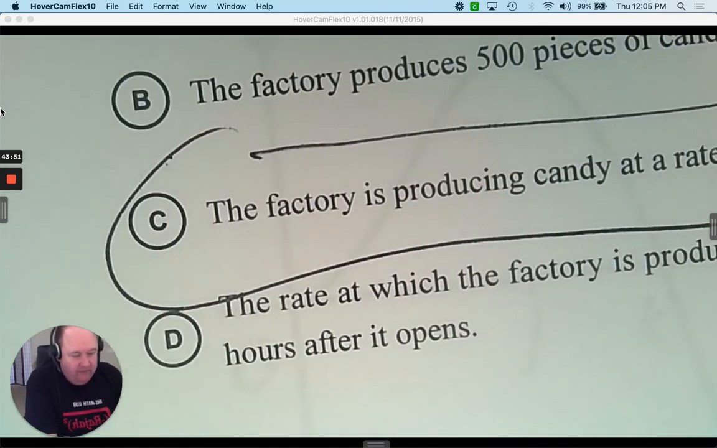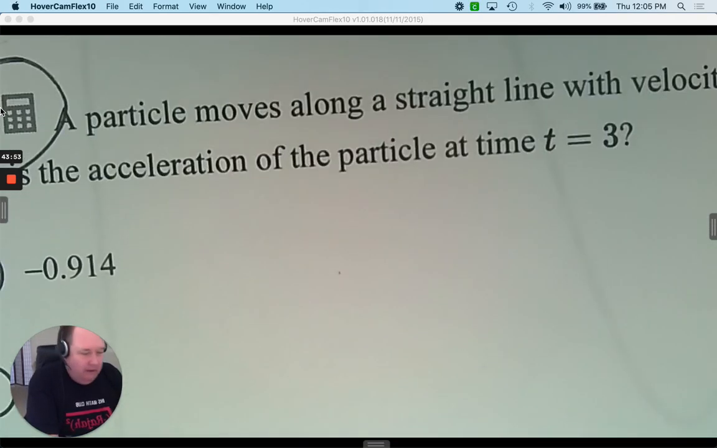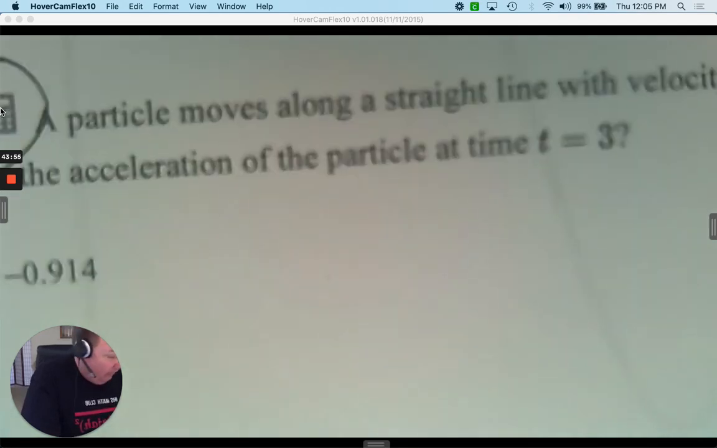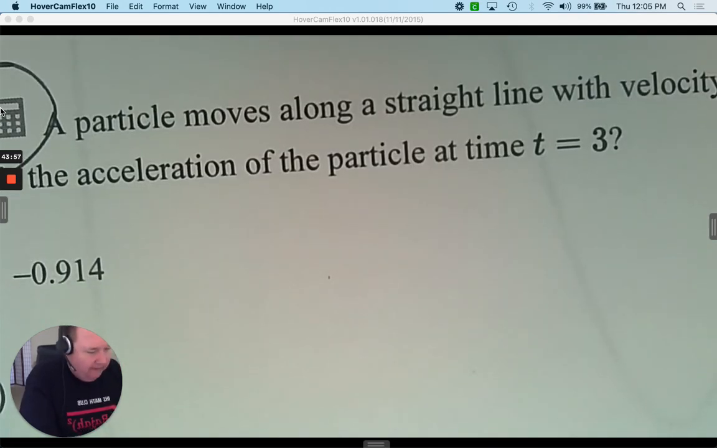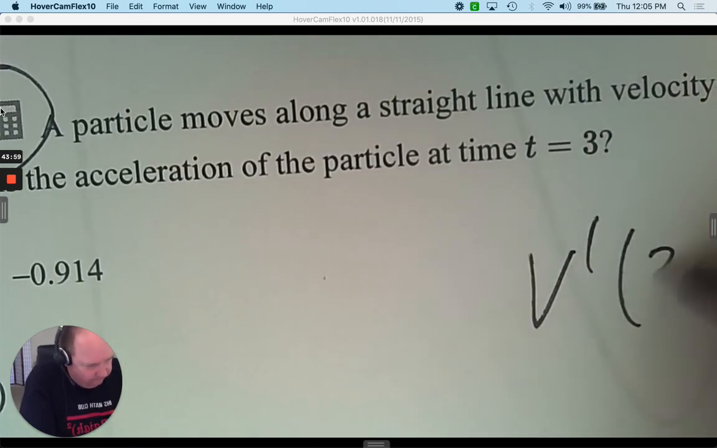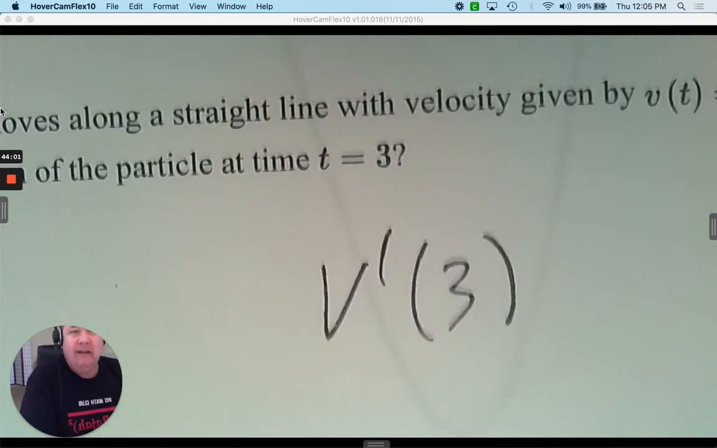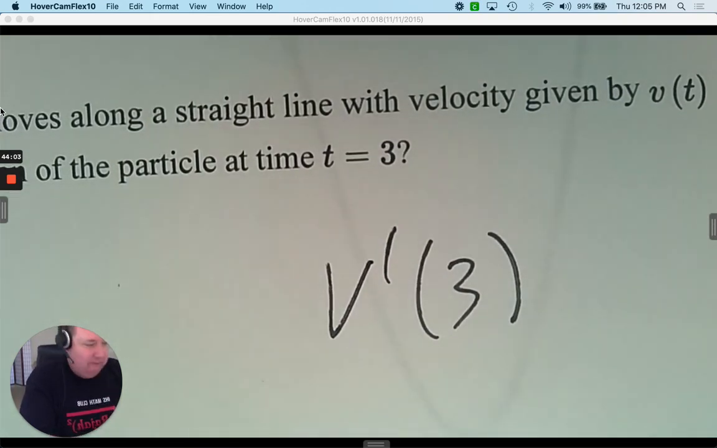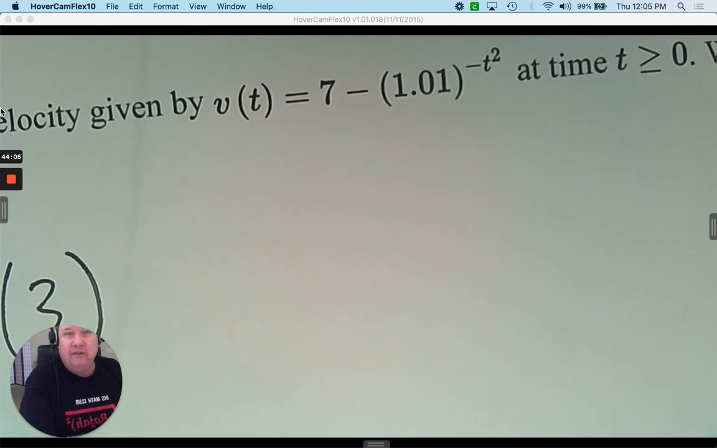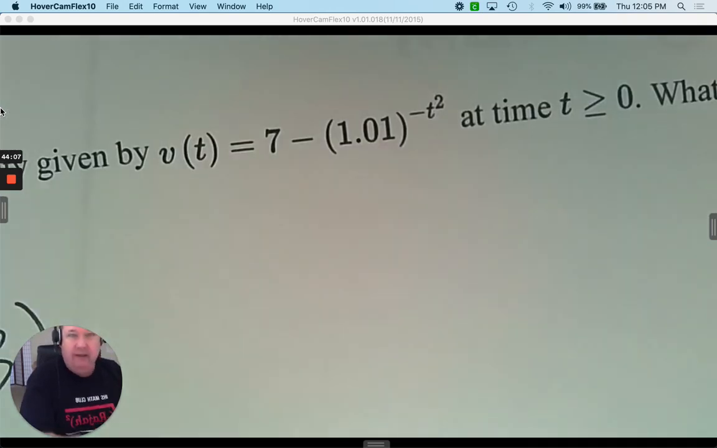24 has a calculator. A particle moves along there. You're given velocity. How do you find acceleration? Can you use your calculator? Try it first. Press pause. See if you can take the derivative at 3 and if it matches me or not.